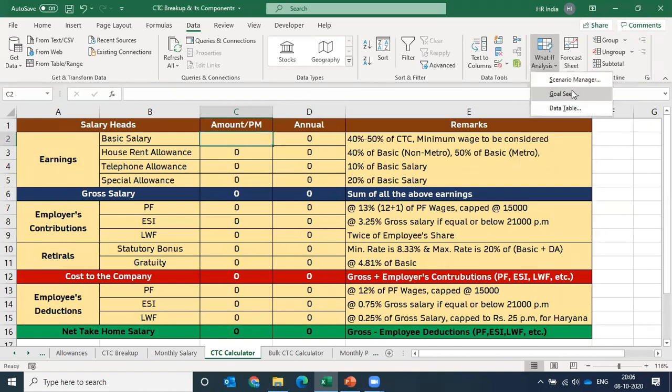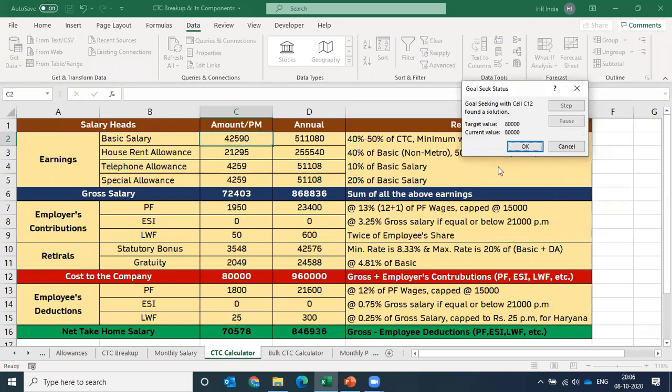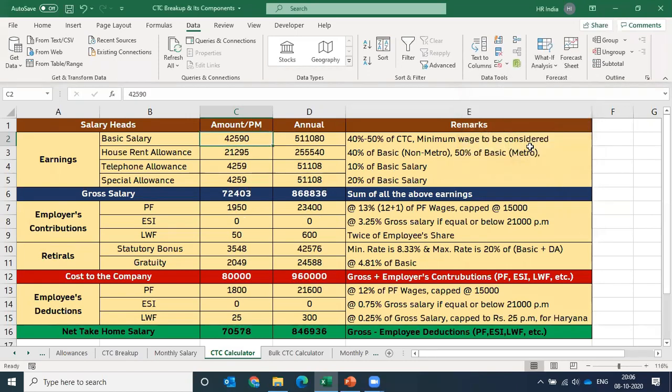Now this time I want to calculate a CTC of 80,000 rupees. Let's try to calculate the CTC of 80,000. I have assigned the cell where I want my outcome value. We are looking for 80,000. By changing cell, I want to assign the basic salary, right? Click OK. Now see the magic. It's done. It just took some seconds only to calculate the 80,000 CTC.